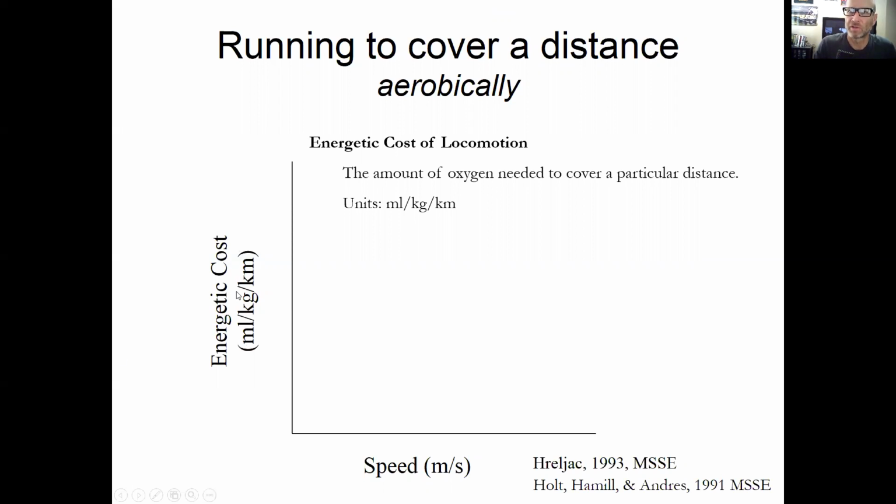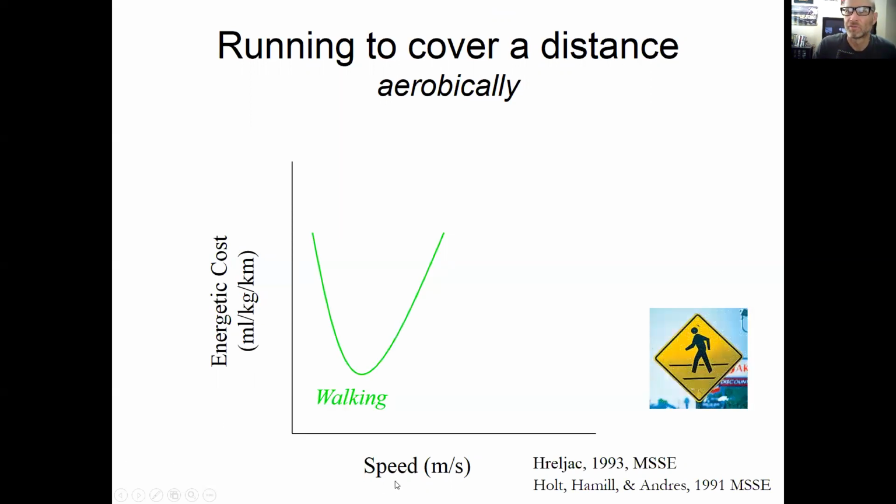So let's look at energetic cost of locomotion on the y-axis. So again, pay attention to what's on the y-axis and what the units are. And on the x-axis is speed. And I'm just going to show you some data modified from a couple of different studies. If we look at walking, this is what energetic cost of locomotion will look like for walking. What this means is if we walk really slow, to cover a certain distance, we need to consume a lot of oxygen. So let's say we're going to walk across campus, but we're going to go really, really slow. By the time we get across campus, we will have consumed a lot of oxygen.